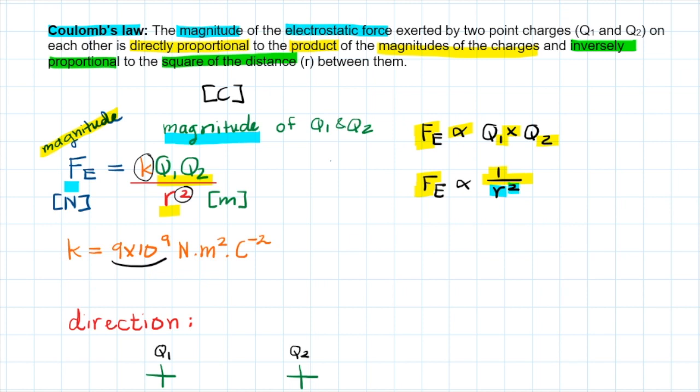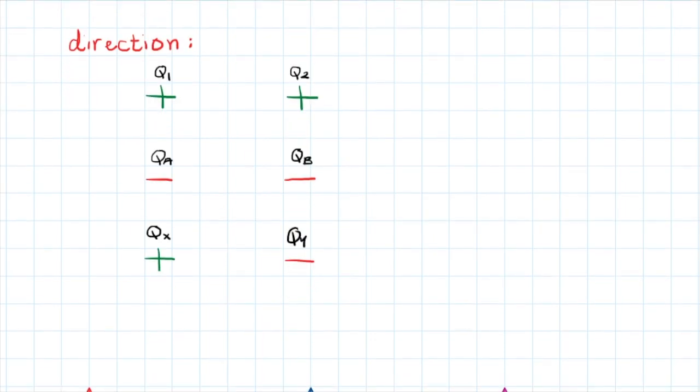Now, as I've kept saying, this formula is only going to provide us with the magnitude of the electrostatic force. But we all know that force is a vector. So the question becomes, how are we going to determine the direction of the electrostatic force? Well, to determine the direction, we need to check to see what type of charges we're dealing with. Do we have like charges, like a positive and a positive charge? Do we have like charges, like a negative and negative? Or do we have unlike charges, like a positive charge and a negative charge?